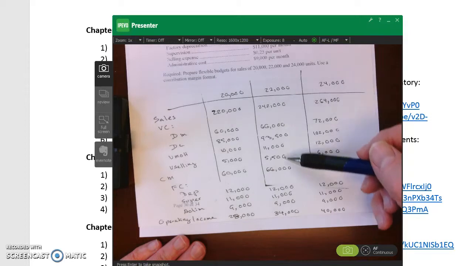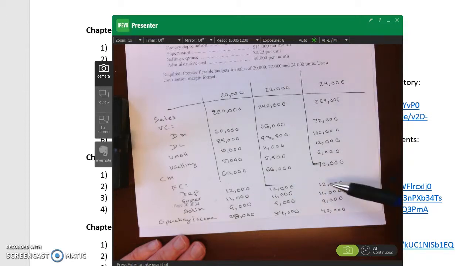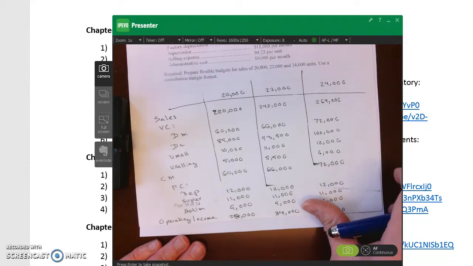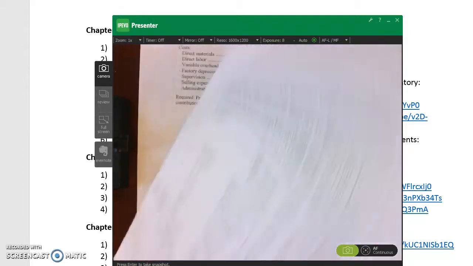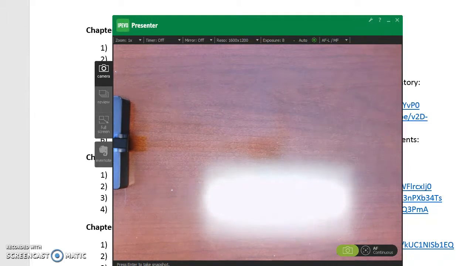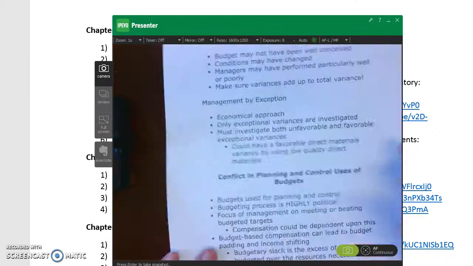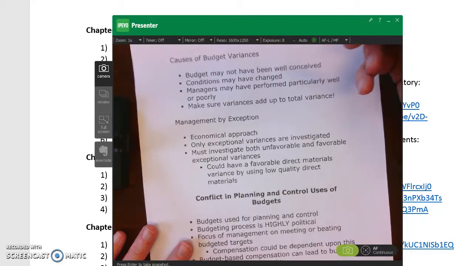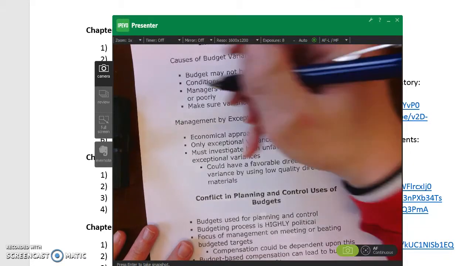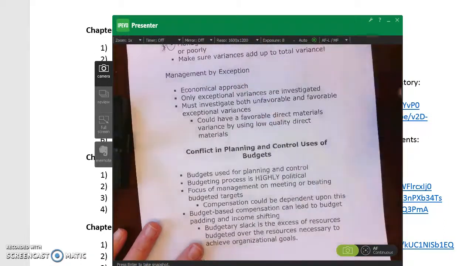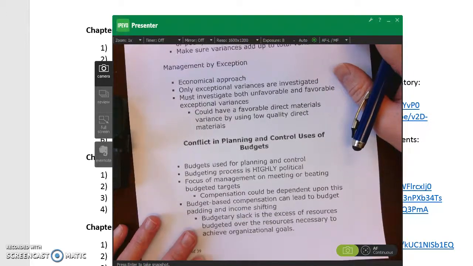I repeat the same process for 22 and 24. The variable costs, multiply it times the unit times the output. The fixed costs stay the same because they're fixed. Okay? Some concluding remarks over here with regard to budgets is that the causes of budget variances, the budget may not have been well conceived, conditions could have changed, and this is what we're really trying to isolate. Okay? Management by exception, again, looking at those big significant variances.